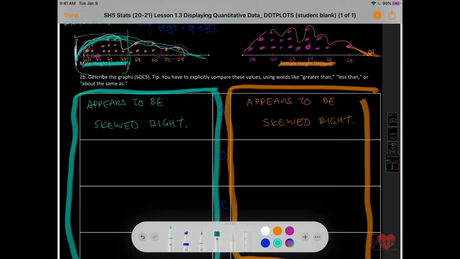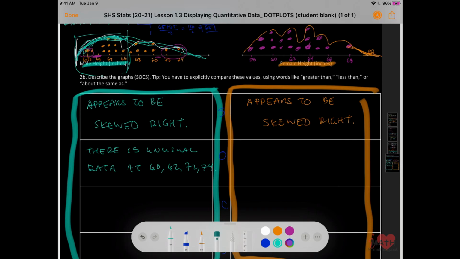Let's write that. There is unusual data at 60, 62, 72, and 74. Remember, there's going to be a formula later on.